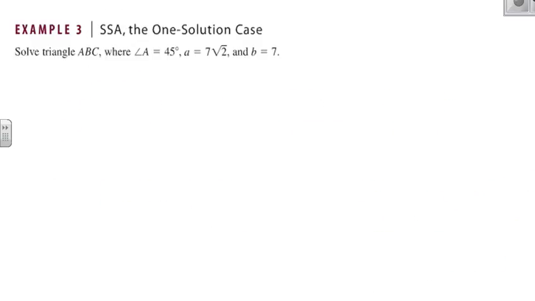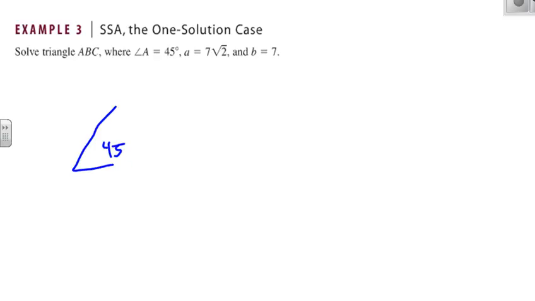Now these next three examples are all related to the side-side-angle case. This first one is the one solution case. We'll talk about that as we're going through. So we're also not given the triangle here, so we need to draw it. So we have a 45-degree angle, a length of 7, and a length of 7 square root of 2, so that's going to be almost 1.5 times as long as the other.